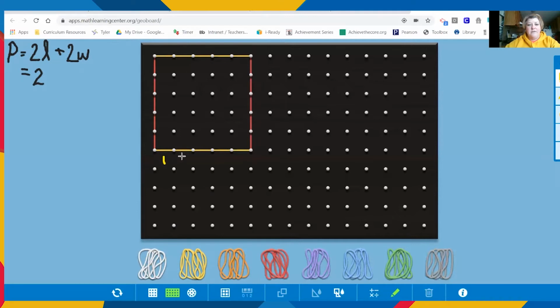We have 1, 2, 3, 4, 5. So it is 5 squares long. That's what that means. So we're going to replace that L with a 5.